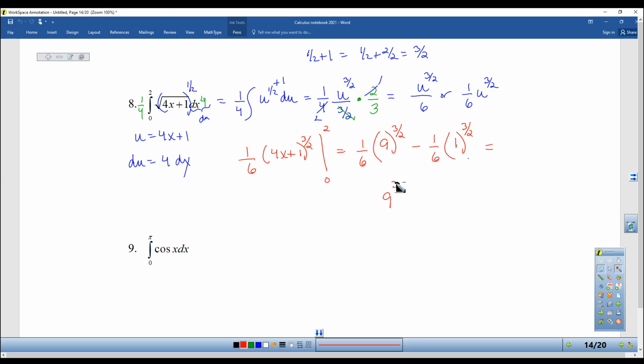Remember that something that's to the 3/2 is the same as the square root of that something cubed. This bottom number in the fractional exponent represents the root. So this is the square root of 9 and then cubed. So it's 3 cubed, which is 27. So I have 27 over 6 minus the 1 to the 3/2, and 1 to the anything is still 1, minus 1/6, which is 26 over 6, which can be reduced to 13 over 3, or you might write it as 4 1/3.